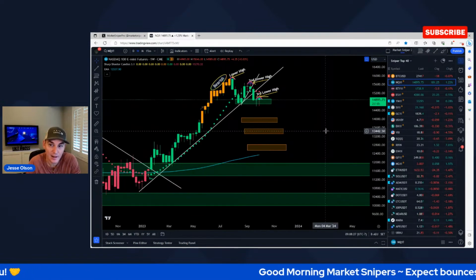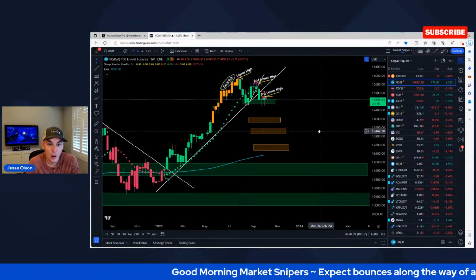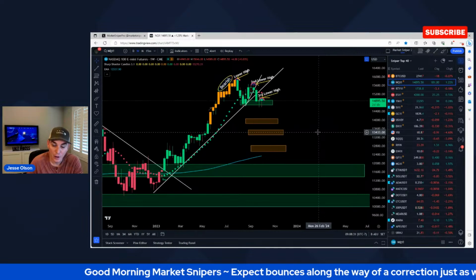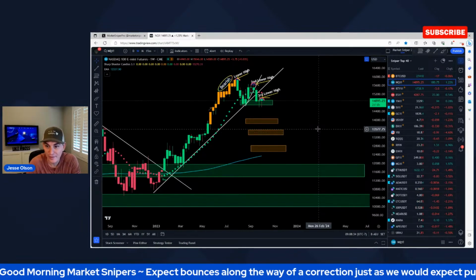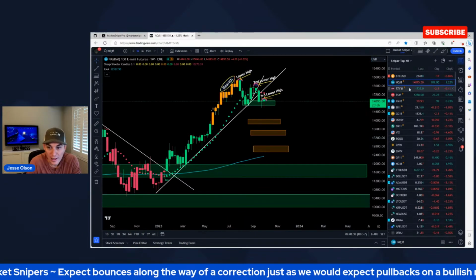So the NASDAQ, you've got the Magnificent Seven all helping prop it up, and they're all possibly going through some bounces. We haven't taken a look at it, but we're going to keep going through.